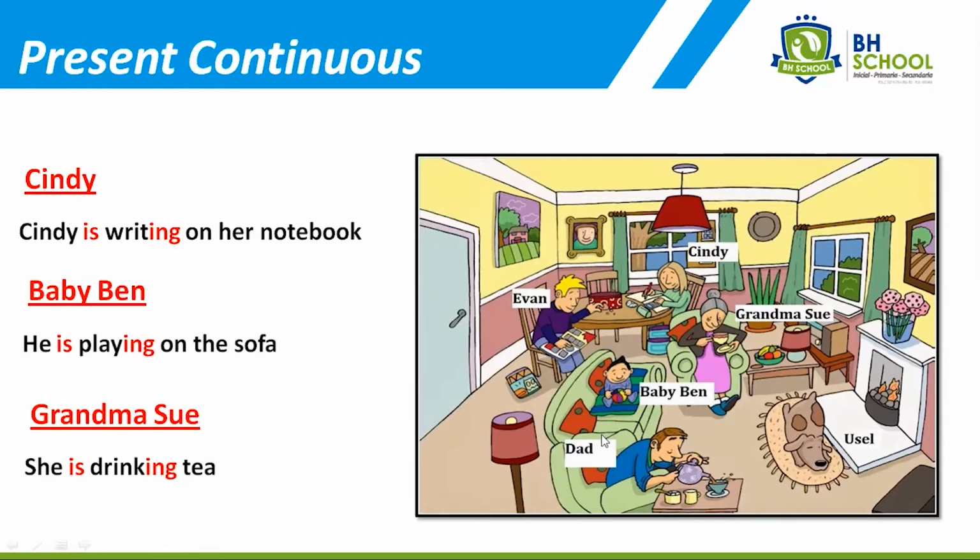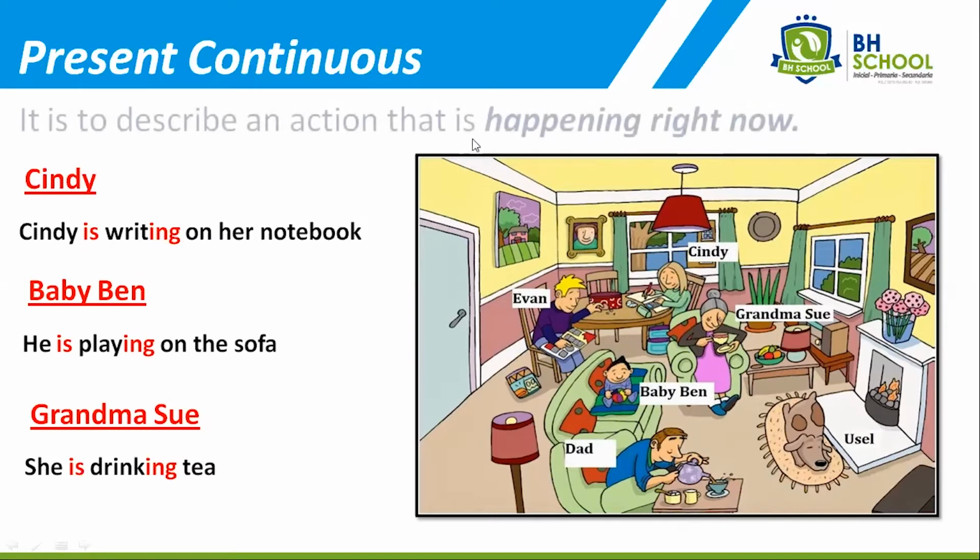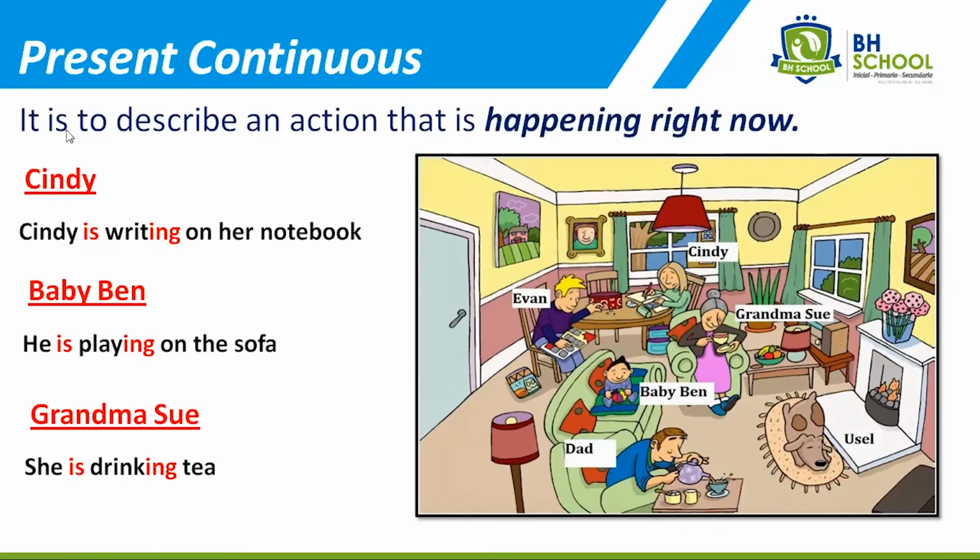I have a question for you right now. These actions are happening right now or not? Yes, these are happening right now. These actions are happening right now. So, a short definition of the present continuous is that it is used to describe an action that is happening right now.